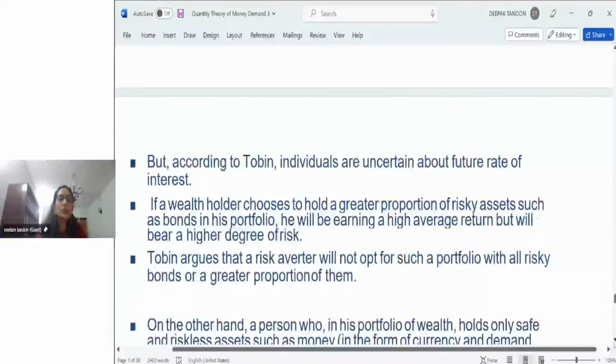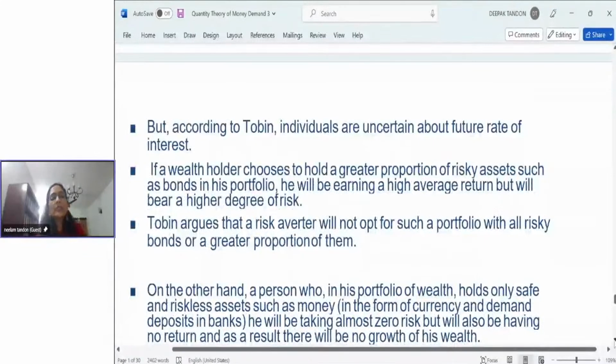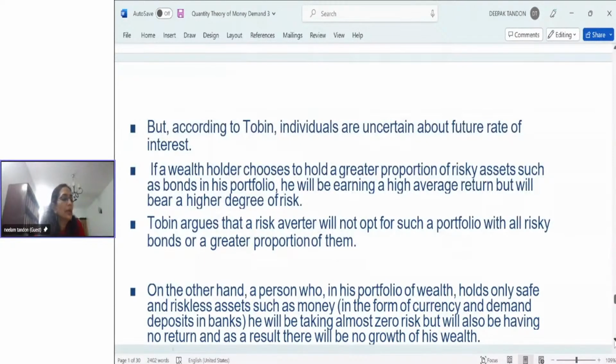Tobin, as I've already shared, says individuals are uncertain about the future rate of interest. What will be the returns we will be getting? If I invest in stocks, what return will I get in future? If I invest in bonds, God knows whether interest rates will go up or down. That refrains me from investing. So the more the uncertainty, the higher is the price involved. If a wealth holder chooses to hold a greater proportion of risky assets, such as bonds, in his portfolio, he will earn a high average return, but will bear a high degree of risk also.